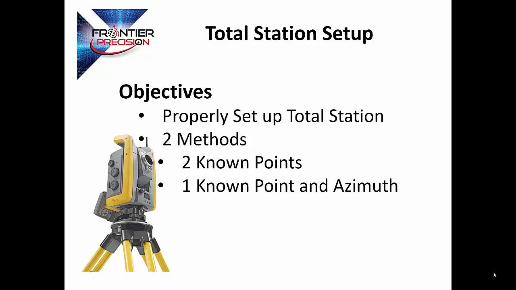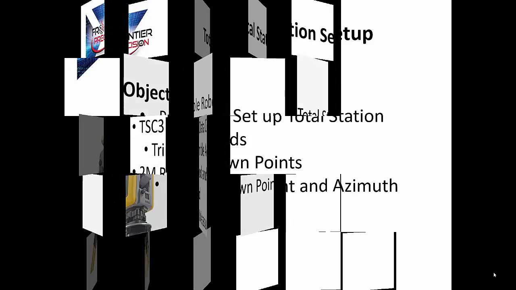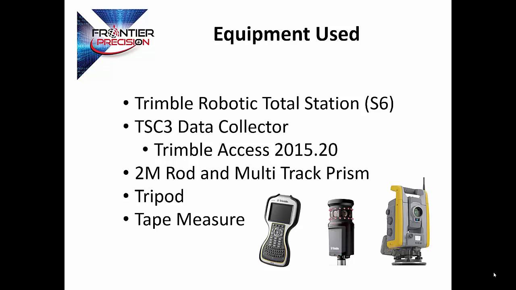Today we are going to be going over two ways to set up a total station using station setup in Trimble Access. One setup is done using two known points, and the other is a setup using one point and an azimuth angle. We will be using a Trimble S6 robotic total station, a TSC3 using Trimble Access, a 2-meter rod with a multi-track prism, a tripod, and a tape measure.